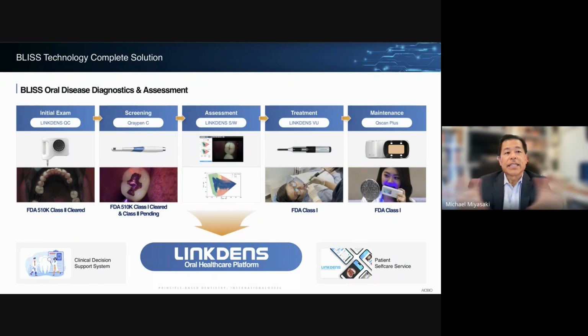So when we look at the technology suite that we have to work with, on the left-hand side, we have the LinkedIn's QC. It's a camera. We have the Gray Pen C, which is like the intraoral camera. We've got the LinkedIn's View second from the right, which is like a curing light that with the special goggles, we can see where the biofilm is. And then we have the QScan Plus.